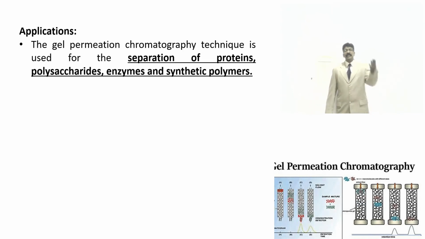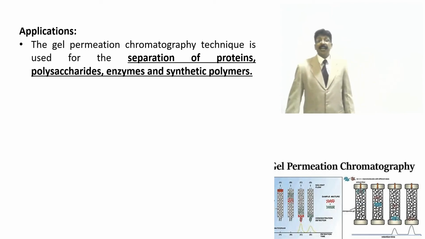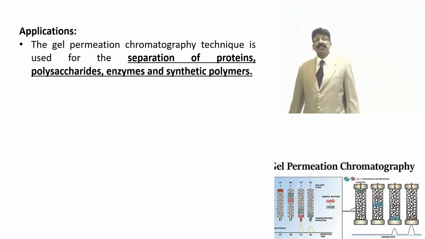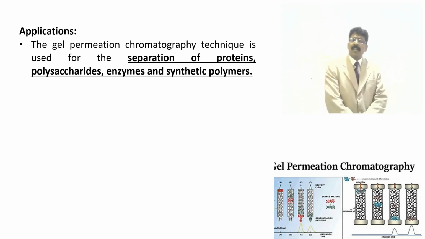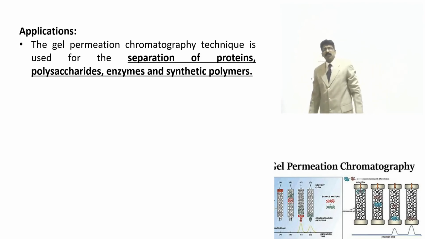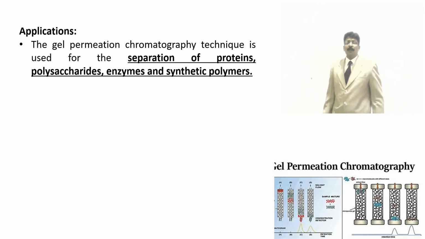As an application, as we have discussed, the gel permeation chromatography technique is used for separation of proteins, polysaccharides, enzymes, that is, synthetic polymers. So you just imagine how it has been used. The chromatography is applicable not only for herbal drug technology, even when you are working on a novel drug delivery system or whatever delivery system you are using in the pharmaceutical industry or in formulations, you have to know about the application of gel permeation chromatography.